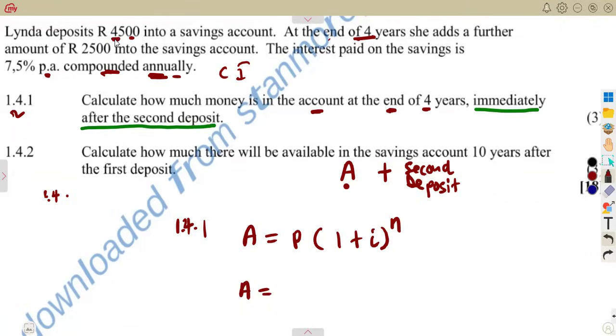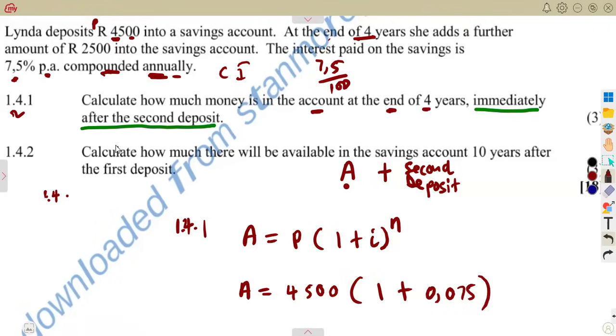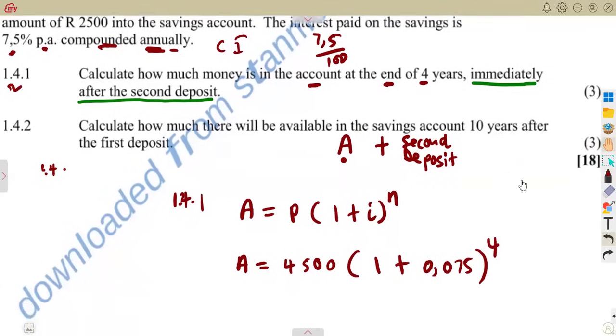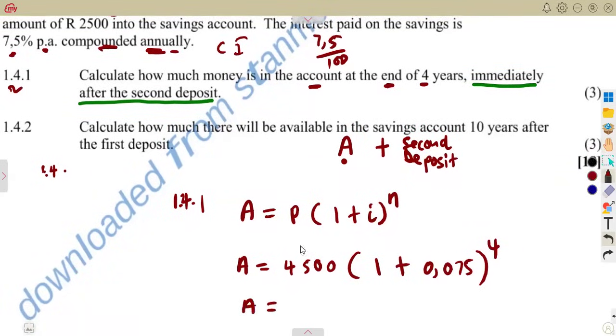The principal, remember, the amount deposited, that's our principal in this case, which is 4,500 into 1 plus the interest, which is 7.5%. Remember, we have to divide this by 100, which is going to give us 0.075, to the exponent of n. How many years are we talking about? That is at the end of 4 years, after 4 years. So the number of years is going to be 4 within this period. So using your compound interest formula, you are going to obtain an amount of 6,009.61.